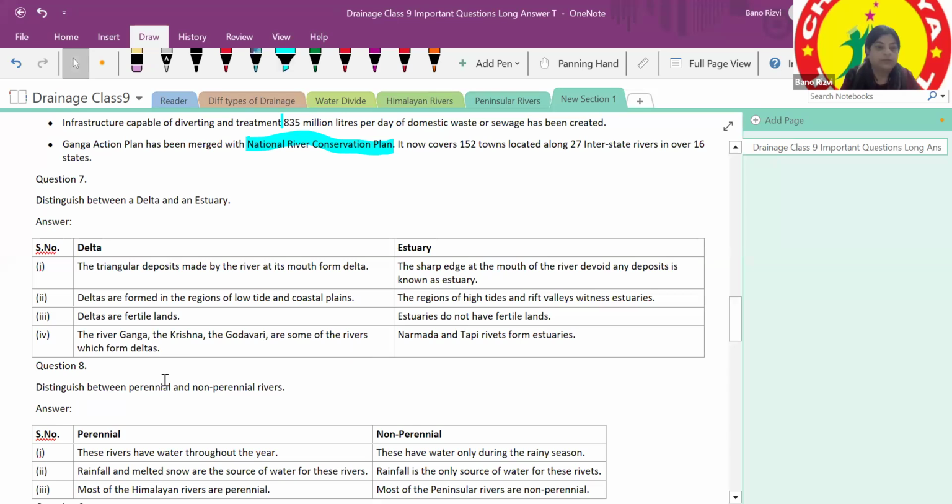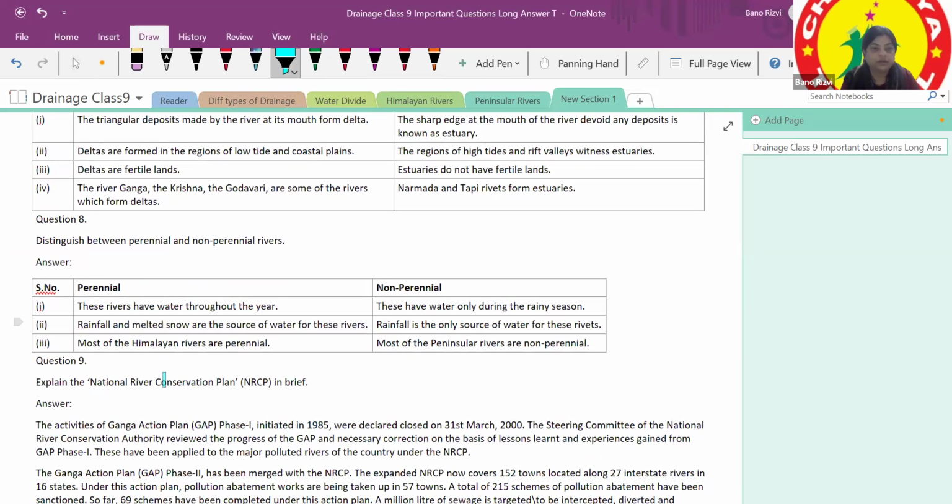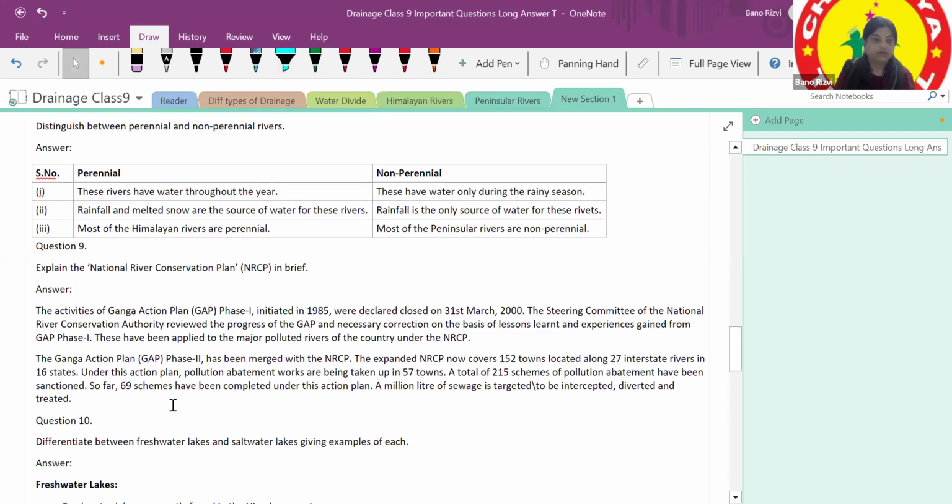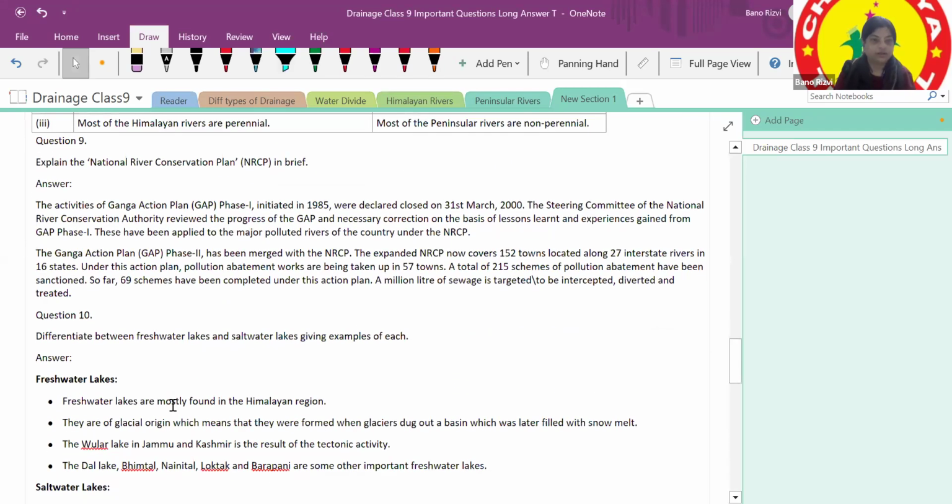Now distinguish between perennial and non-perennial rivers. Perennial rivers have water throughout the year. Rainfall and melted snow are the source of water in these rivers. Most of the Himalayan rivers are perennial, and non-perennial rivers have water only during the rainy season. Rainfall is the only source of water for these rivers. Most of the peninsular rivers are non-perennial. Explain the National River Conservation Plan. We have done all this.